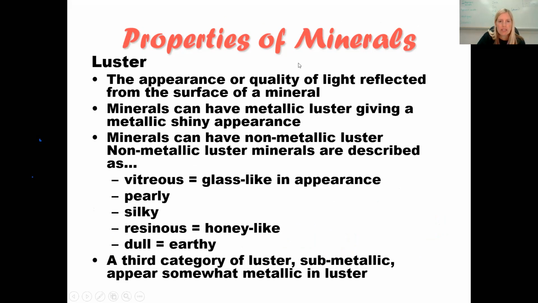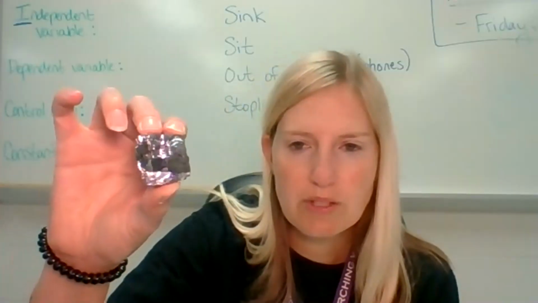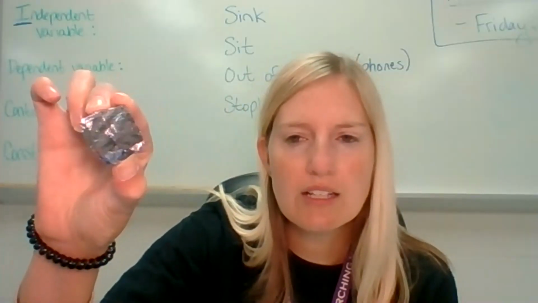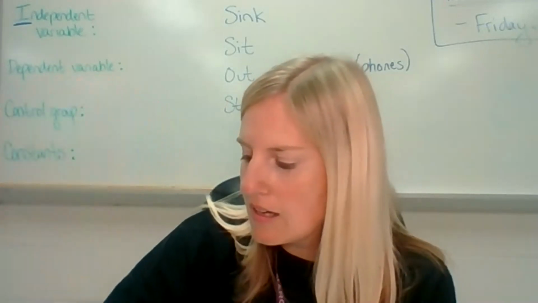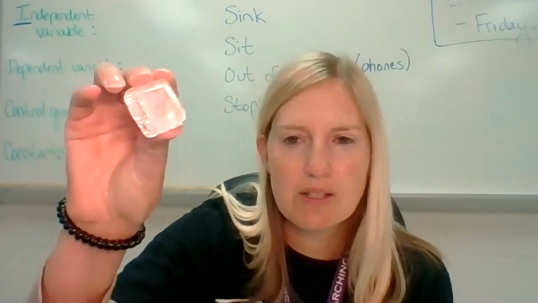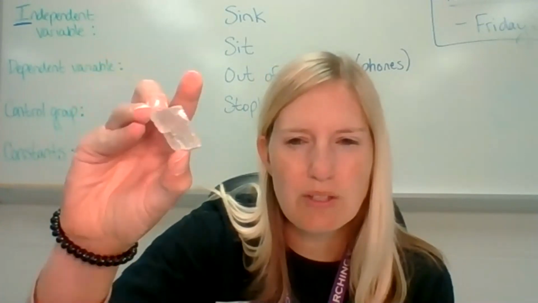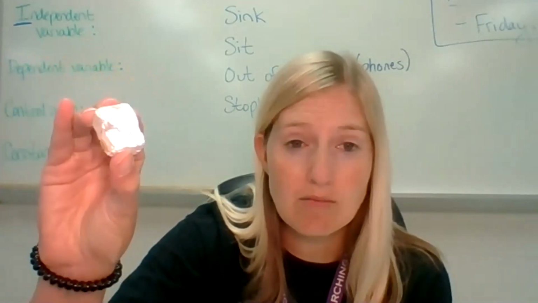Luster, we have 3 categories of luster. We've got metallic, non-metallic, and submetallic. So metallic is going to be the color of a metal, and it's going to look shiny. So for example, this one here is that silvery color and it's shiny, so that's what makes it metallic. This one, for example, you can tell that it's shiny, but it's also clear or colorless. So since it's not the color of a metal, we're going to call that non-metallic.